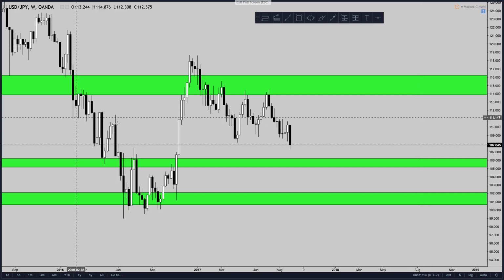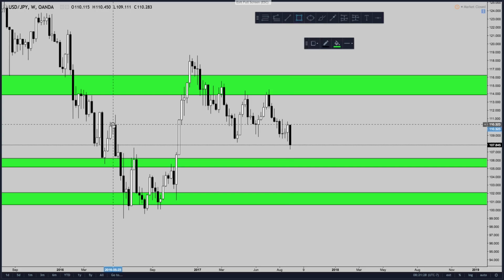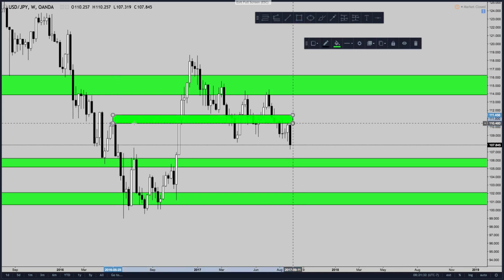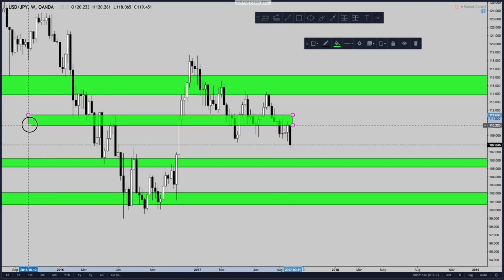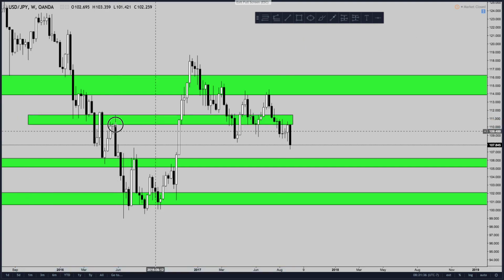There's some support here, some resistance here, some support here, kind of support here, some resistance here, and resistance there. So basically what I want to do is start outlining where we are right now. And how I do it is I'll go to the body of the candle, and I pretty much want to come up to the wick here.